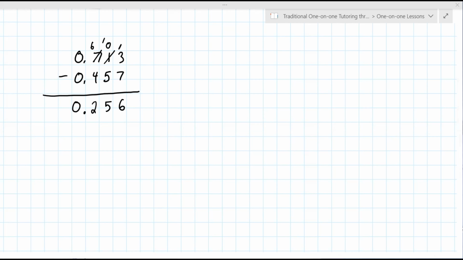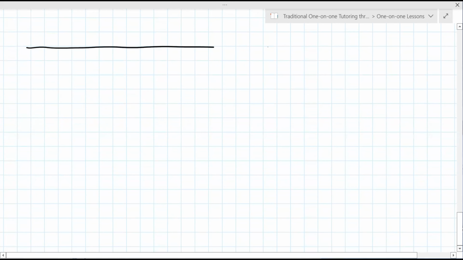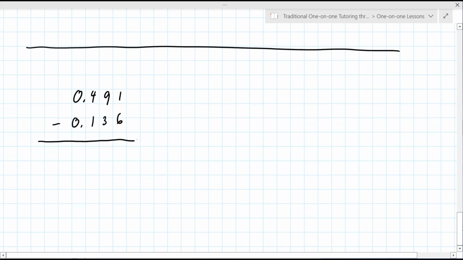I didn't. Maybe didn't borrow from the 7 to get the 10. Yeah. Okay. Let's just do another one. We got lots of opportunities here to get this figured out. 0.491 minus 0.136. Go ahead and try that one, please.